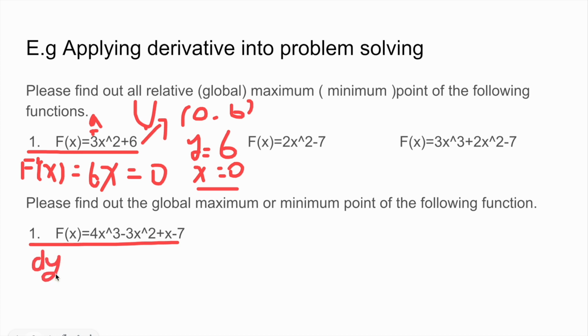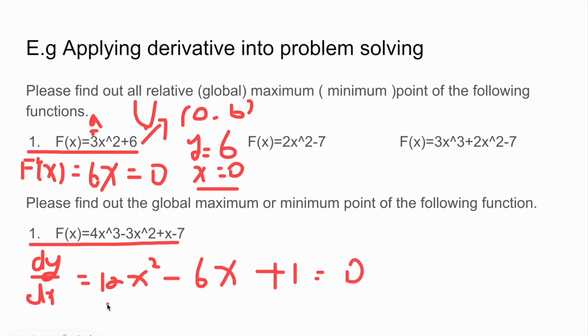So we're firstly finding dy over dx, the derivative of the original function. We will get 12x squared minus 6x plus 1. If we set the function equal to 0, all we have to do is find the solution of this quadratic equation.